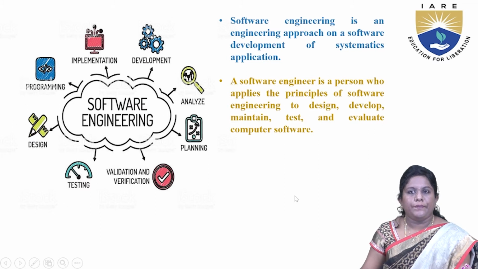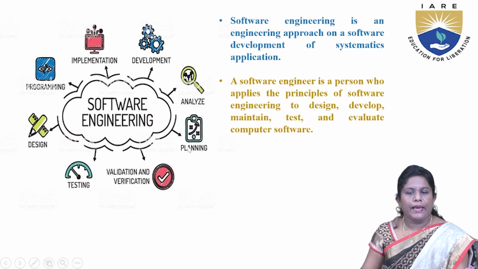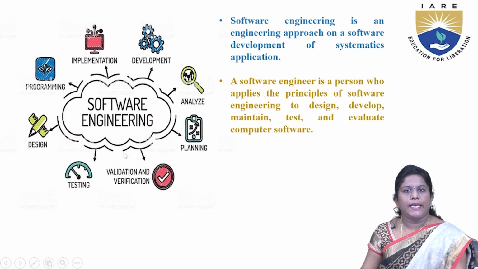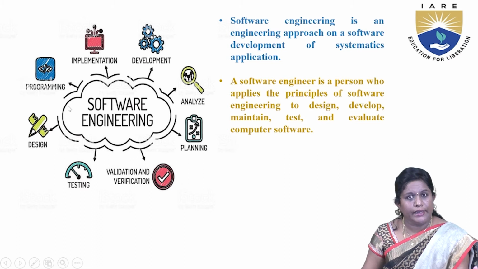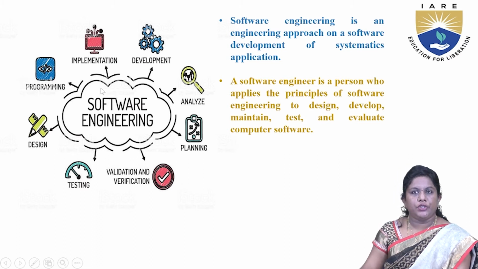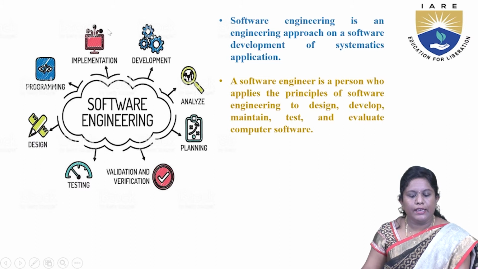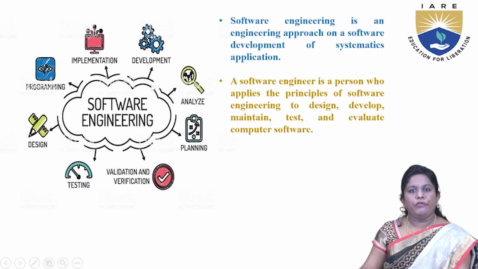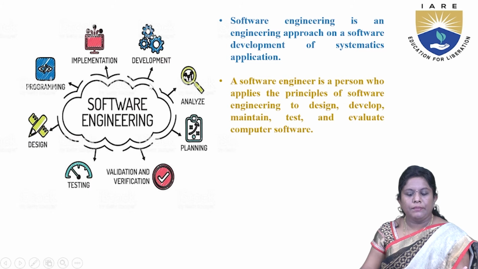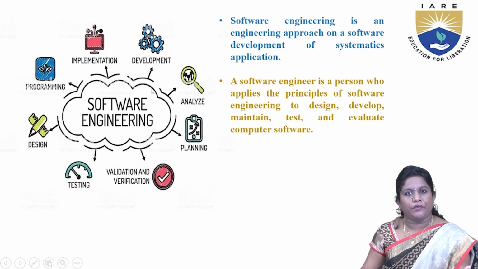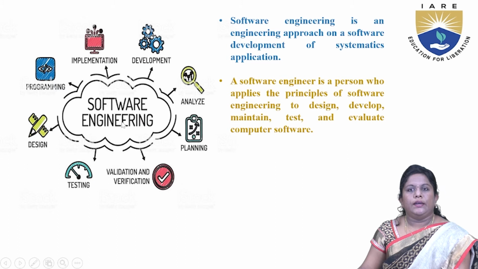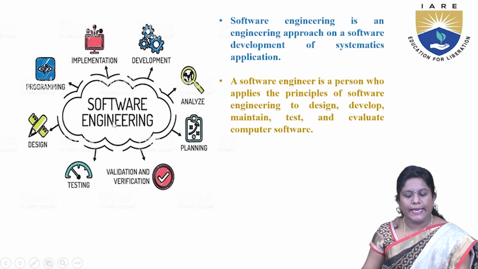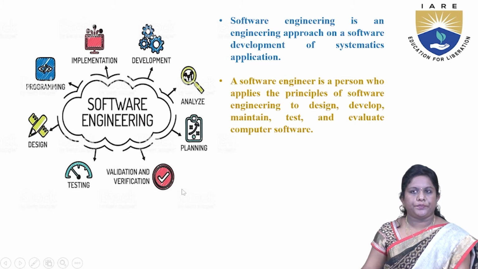Those are analyzing, planning, validation and verification, testing, design, programming, implementation, and development. These are the elements which elaborate what the term software engineering tells us about. Before we move to the elements or components stated around software engineering, let us look into the definition of what exactly software engineering is.